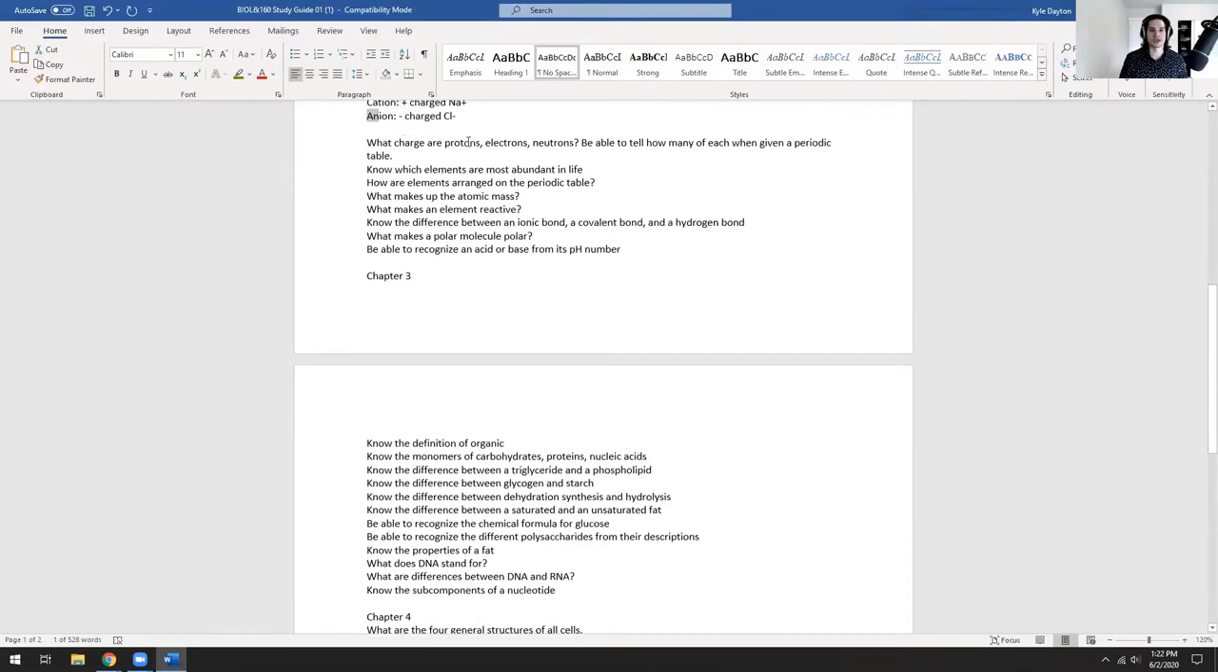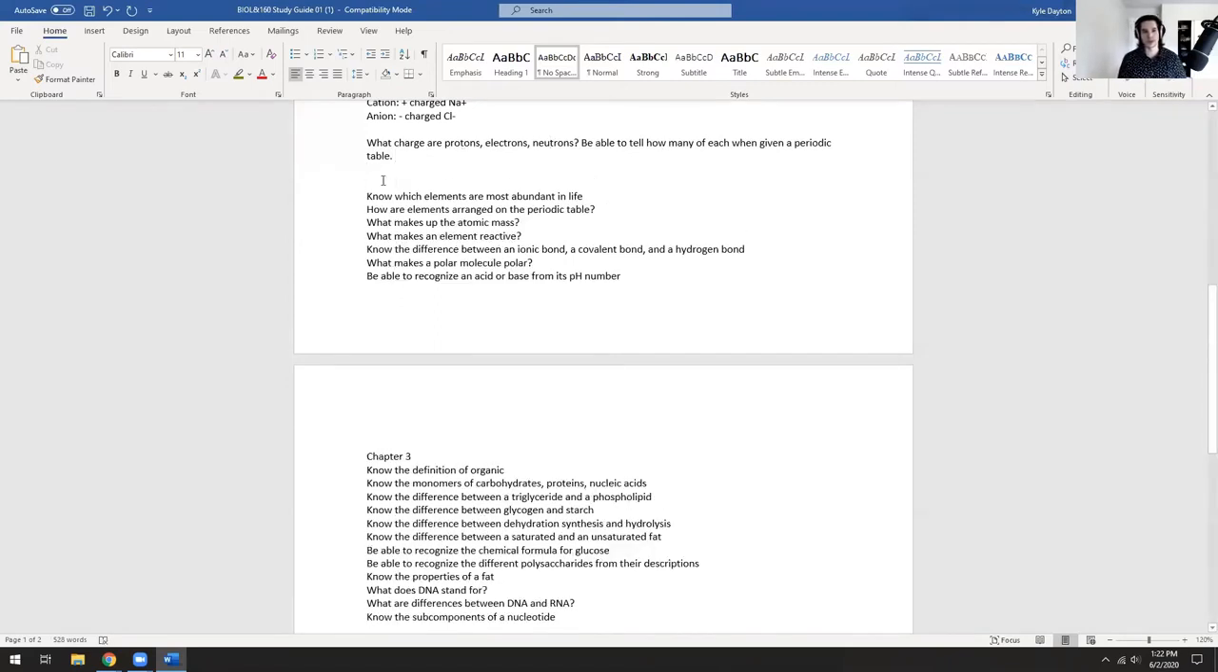All right. What charge are protons? And this is another student outcomes thing. What charge are protons, electrons, and neutrons? Protons, positive. Electrons, negative. Neutrons, neutral. Be able to tell how many of each when given a periodic table. So if I were to give you, let's just pull up a periodic table.